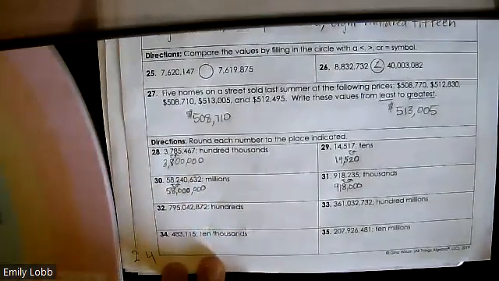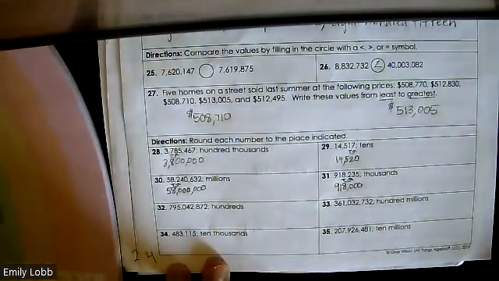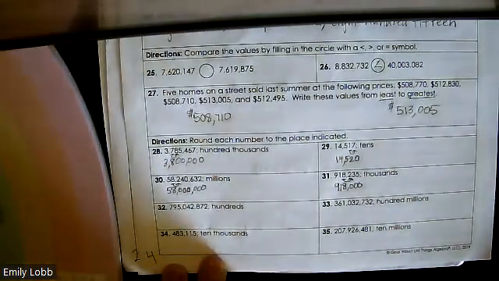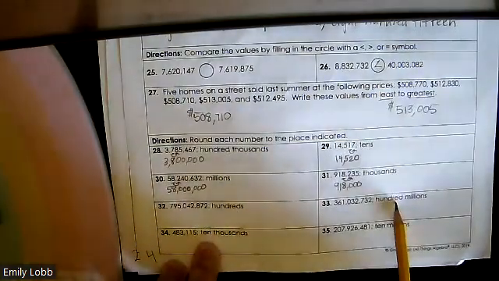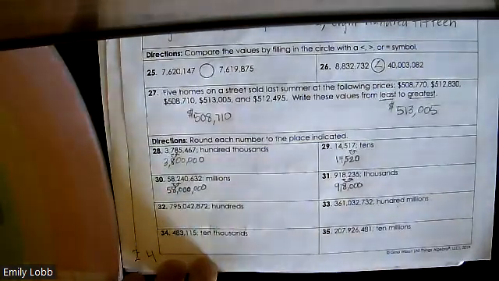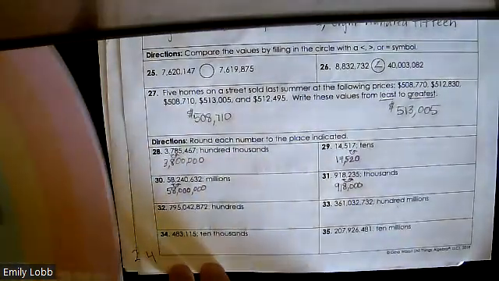So you're locating the place value and deciding if you're rounding up or keeping it the same. Everything after that place value should be 0. So here, everything after the 100 should be 0. Everything after the 100 million should be 0. Everything after the 10,000 should be 0. And everything after the 10 million should be 0.